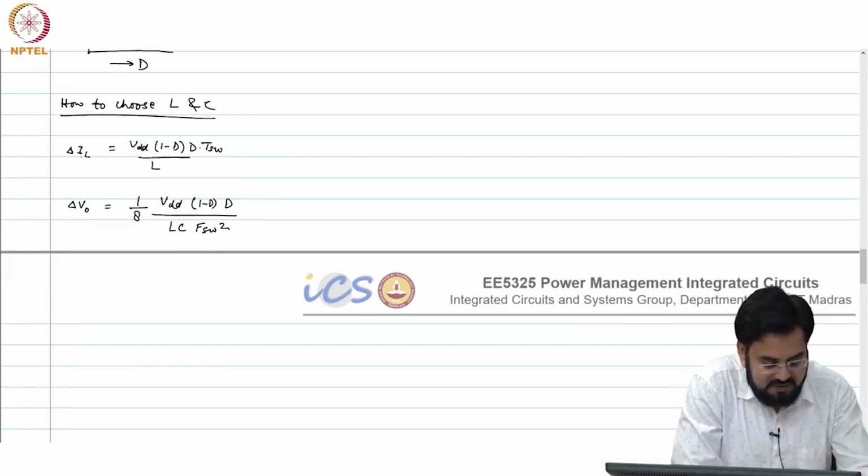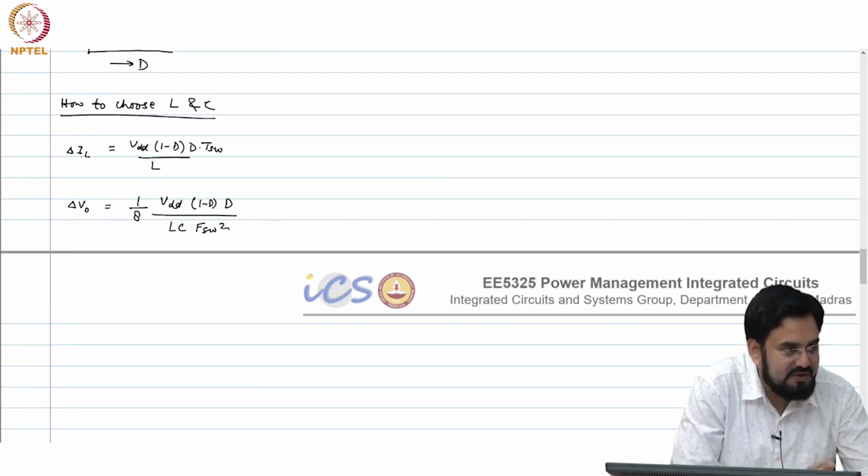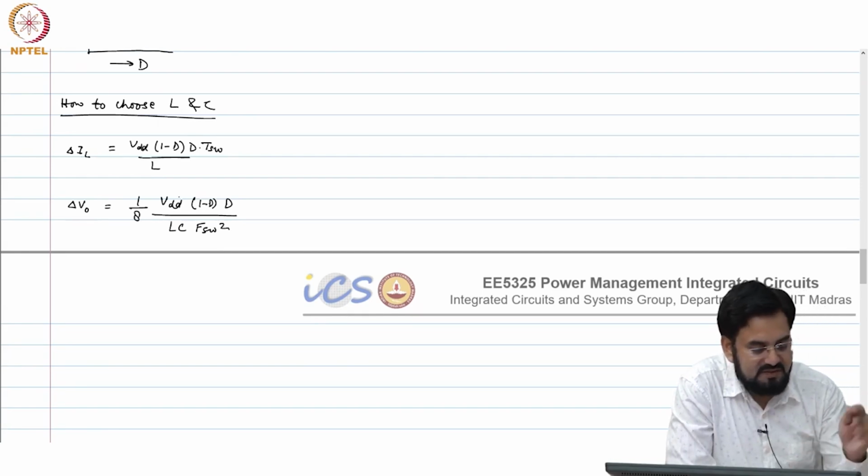So, for the same LC product and same switching frequency, same VDD, which means same output, your duty cycle is the same, everything remains same. I can choose different L and C. It is the product which matters, as long as the product of L and C is constant. So, assume that the rest of the things remain same.